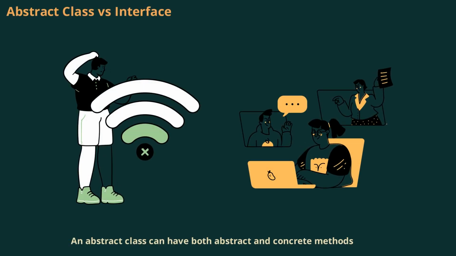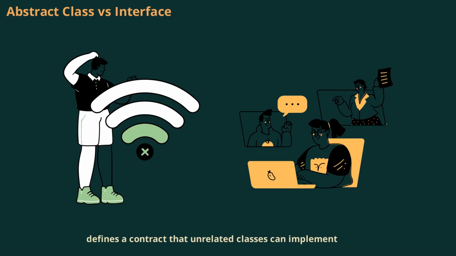An abstract class can have both abstract and concrete methods, and is used when classes share a common base. An interface, on the other hand, defines a contract that unrelated classes can implement. Use an abstract class for shared code and an interface for defining capabilities across different classes. This is a key concept in designing flexible and maintainable Java applications.